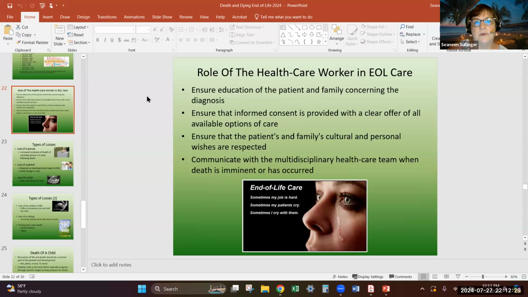And so, what is the role of the healthcare worker? Again, I love this one. Sometimes my job is hard. Sometimes my patients cry. Sometimes I cry with them. It's okay to cry with them.